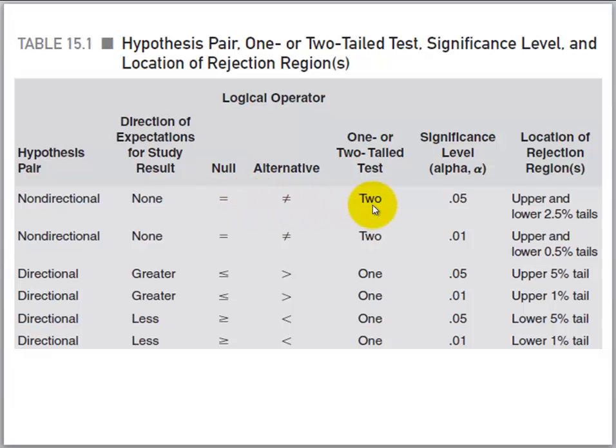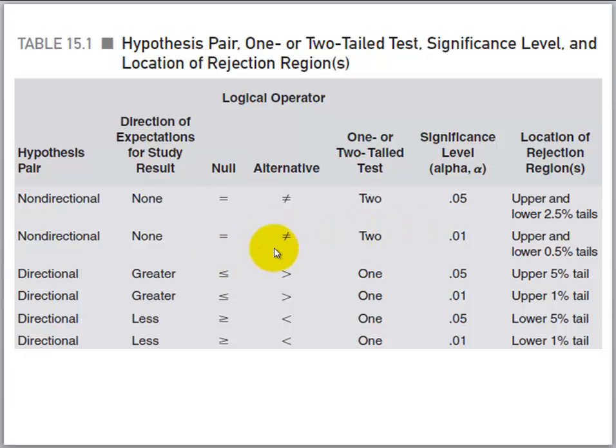We have a non-directional hypothesis pair, therefore our significance test is two-tailed. We're considering both tails. Now suppose that we choose the 0.05 level. What are our rejection regions? So in our first example, the rejection regions would be the upper and lower 2.5% tails. We're dividing 0.05 in 2 to get the 2.5 upper and lower percent tails.